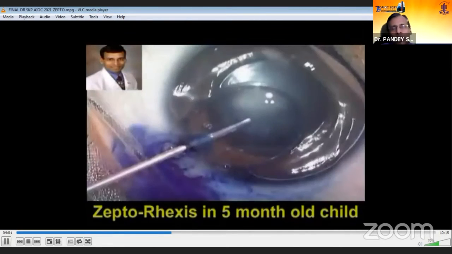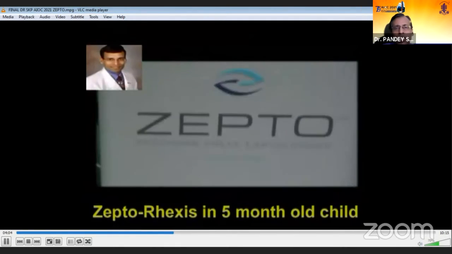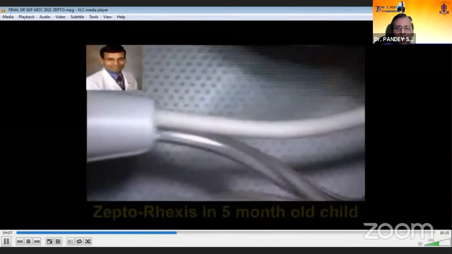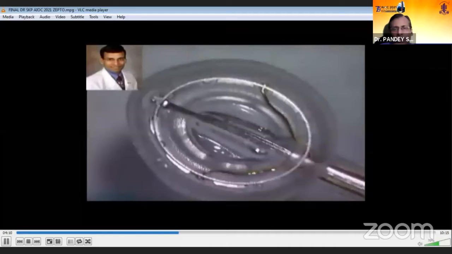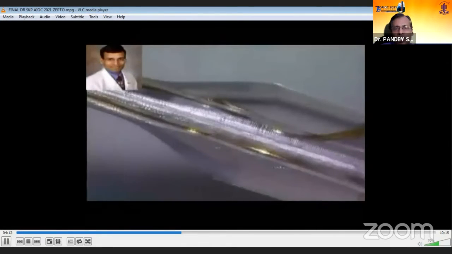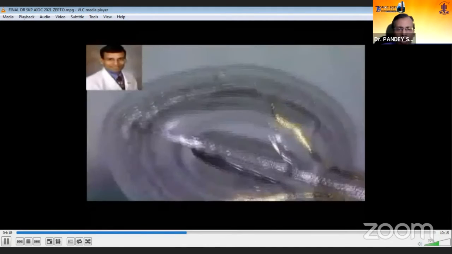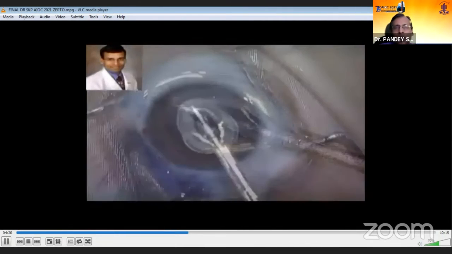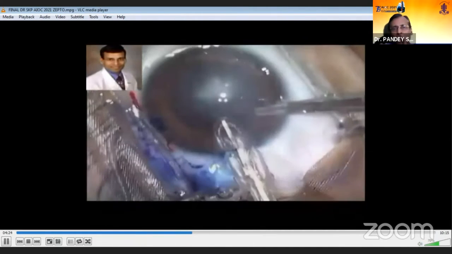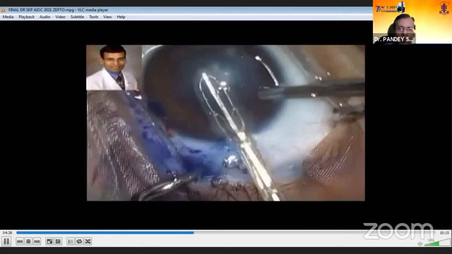As we all know, performing capsulorhexis in children is very difficult because of so many challenges. The capsule is highly elastic. Because of low scleral rigidity, there are high chances of the runaway rhexis, and it's difficult to perform the capsulorhexis because of the shallow anterior chamber and positive vitreous pressure.